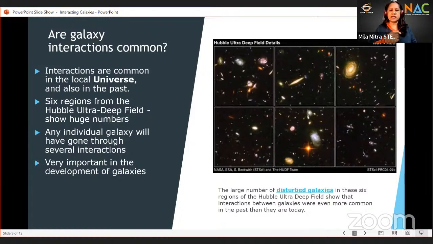So, I talk so much about galaxy interaction. Are they common? Why am I talking about it? We're going to go through a citizen science project, but are we going to find many interactions? Okay, so interactions are common in the local universe and also in the past. Right now here, I have 6 regions from the Hubble Ultra Deep Field camera, and you can see a lot of merging and interacting galaxies. And furthermore, any individual galaxy may have gone through several interactions. So the structure keeps changing. So galaxy interactions are very important to study because they're important in the development of galaxies.